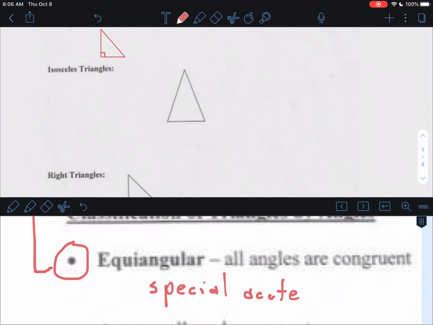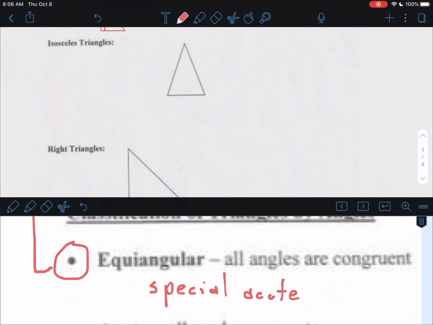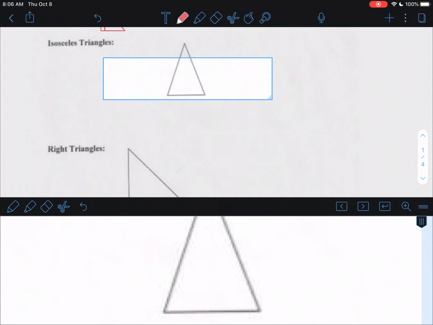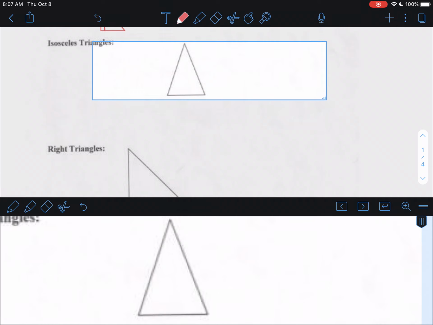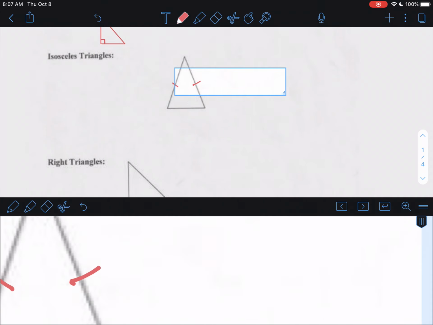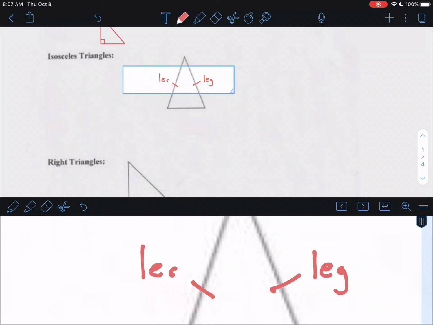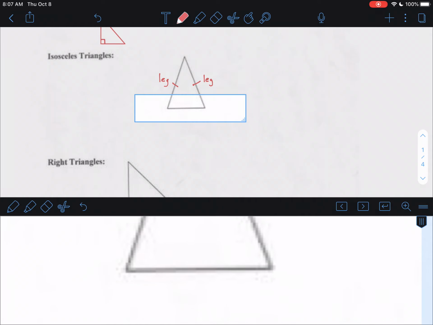Okay, so with isosceles triangles and right triangles, and only these two, only isosceles and right triangles, there are special vocab terms that are going to apply. So let's see. Here's my isosceles triangle. And an isosceles triangle has these two sides congruent. And these two congruent sides are both called legs. So that's a leg, and this is a leg. And then the third side, the one that isn't congruent, is called the base.